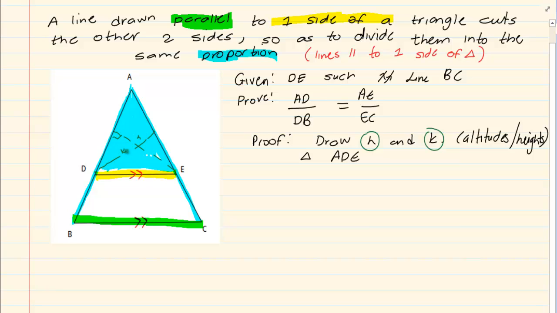Now when I give you these drawings, you see most children find it a challenge because now you're trying to say, okay, I want to work with base AD, right? And I want to work with base AE. So what am I doing? Because we want to draw H and K, they must be heights for triangle ADE.